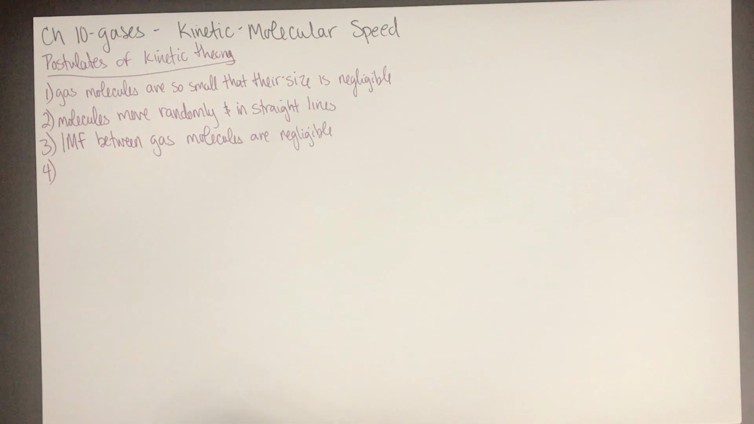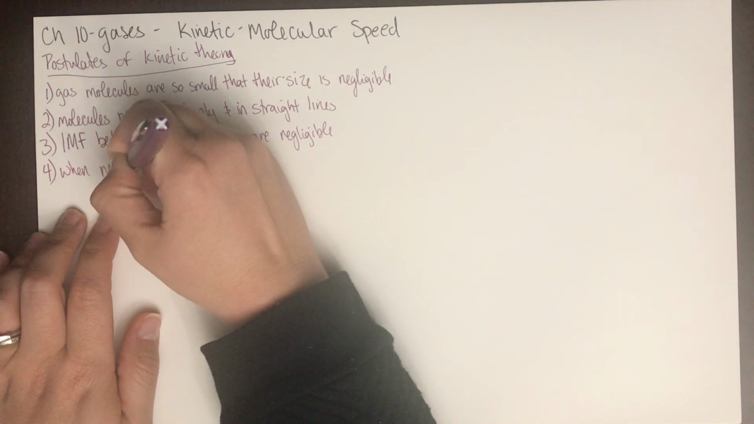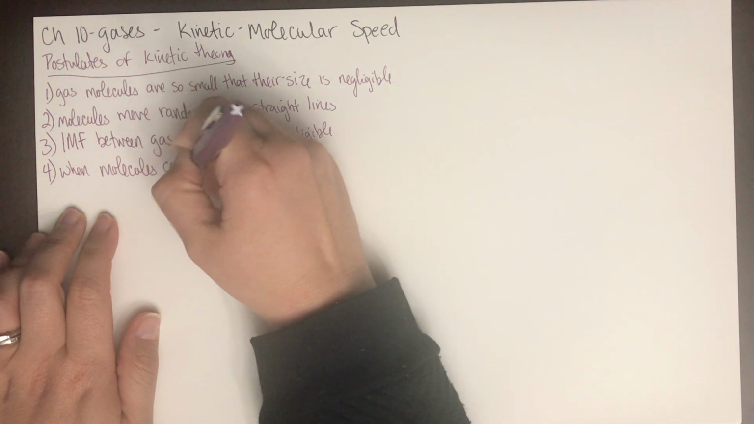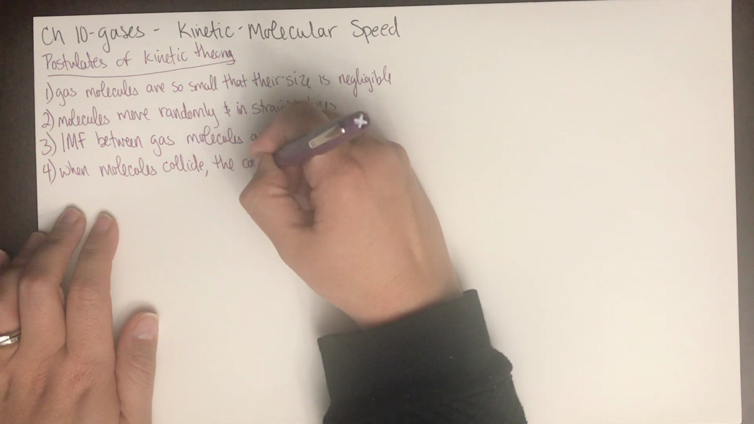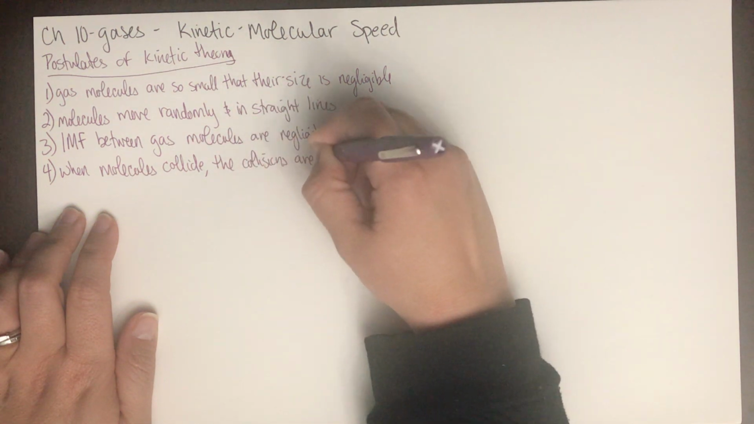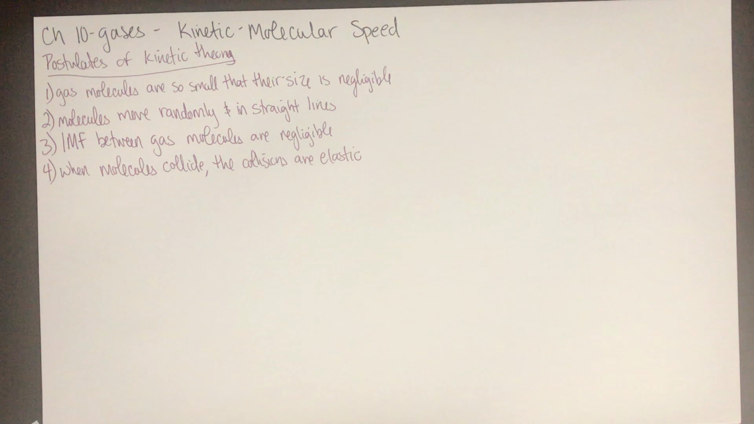The fourth postulate says that when molecules collide with each other, the collisions are elastic. What an elastic collision is, it's one where no kinetic energy is lost. So that means the amount of kinetic energy coming from one molecule when it collides with a second molecule is just passed on. That's called an elastic collision.